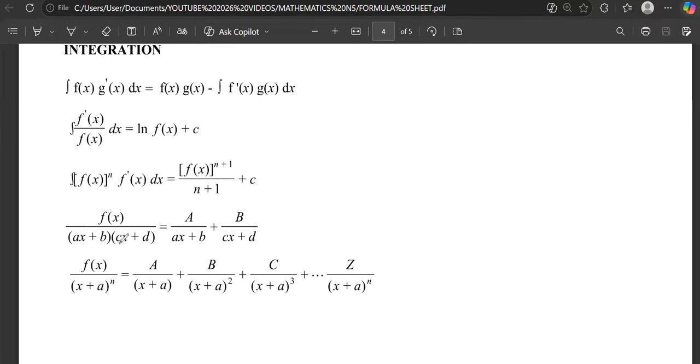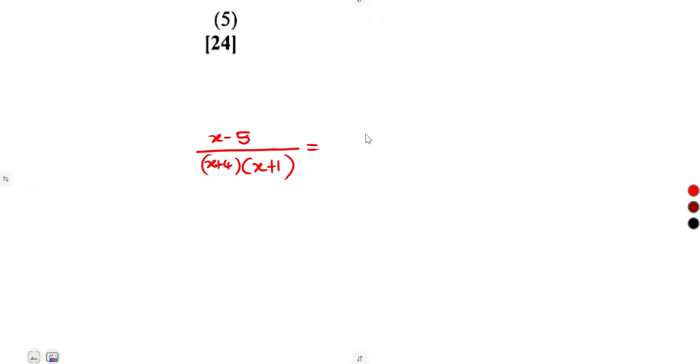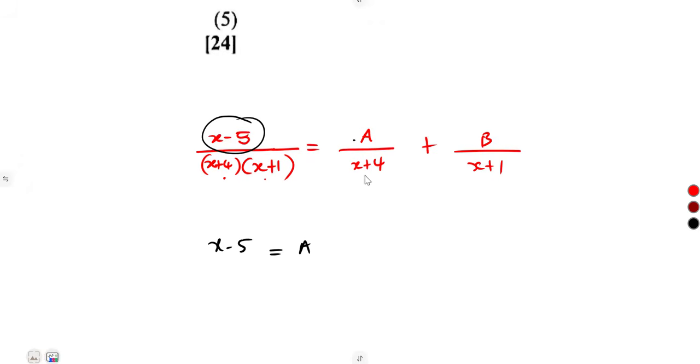F of x over this is going to be a over the first bracket, b over what? The second bracket, and so on and so on. So in our case, that's a over the first bracket, x plus 4, plus b over the second bracket, x plus 1. So we can solve for a and b, equating or taking the numerators: x minus 5 must be equal to a. You divide this, it cancels with this, you remain with what?